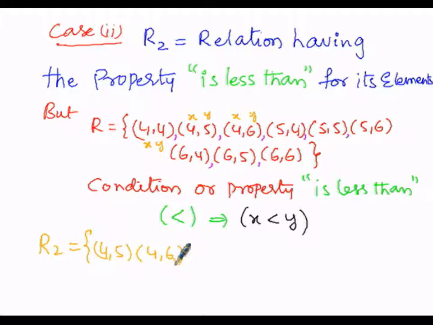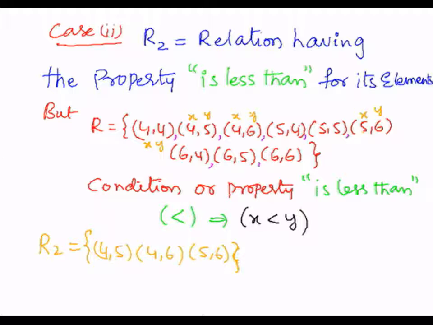Then 5, 4, 5, 5, 5, 6: the x coordinate is 5 and y is 6, 5 is less than 6, so we can include 5, 6. Then 6, 4: 6 is greater than 4, so we avoid this, and 6, 5: 6 is greater than 5. And 6, 6 are equal. Therefore only these three elements satisfy the given condition, x less than y, or in other words the first coordinate is less than the second coordinate.